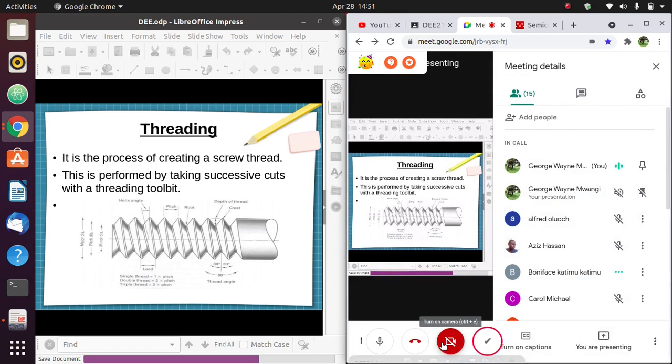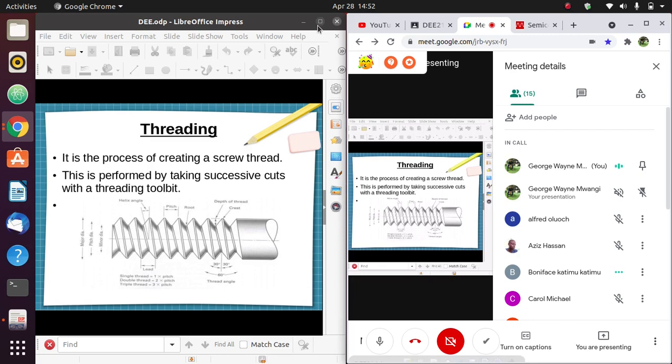Now, the next process that we had talked about was threading, and we have seen threads. Kila mtu hapa anajua ameshaona thread ile ya screw. And we said that the process of cutting those helical threads is the threading. You're chipping, you're removing parts of a metal so that you can create those helical threads. Now, this can be done, and we saw that it can be done by a machine and it can be done by hand.